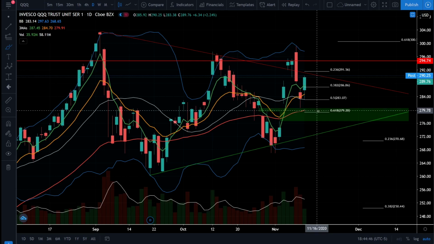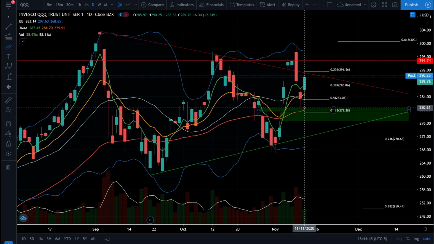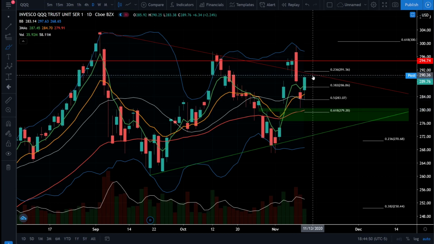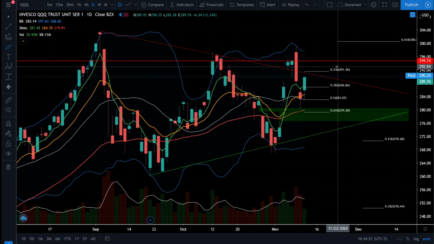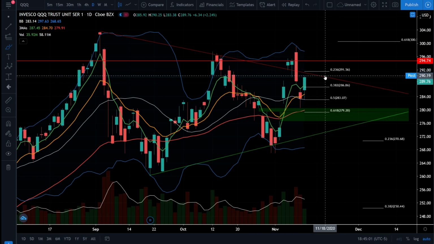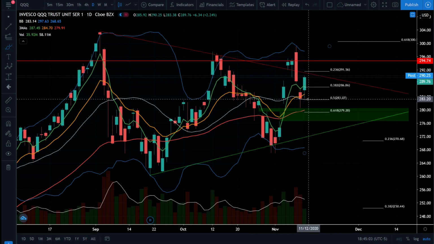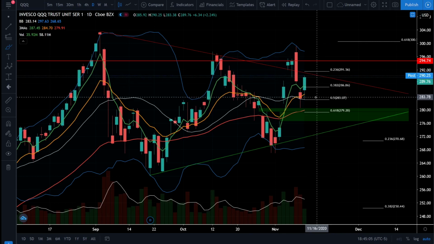So we got within striking distance of that level and the 50 EMA, and we did get that confirmation bounce today, with the Nasdaq 100 going up well over 2.2% today. So you can see that the S&P 500 is more bullish than the Nasdaq right now, and we likely saw a huge rotation of people selling tech stocks and rotating into the industrial sector.